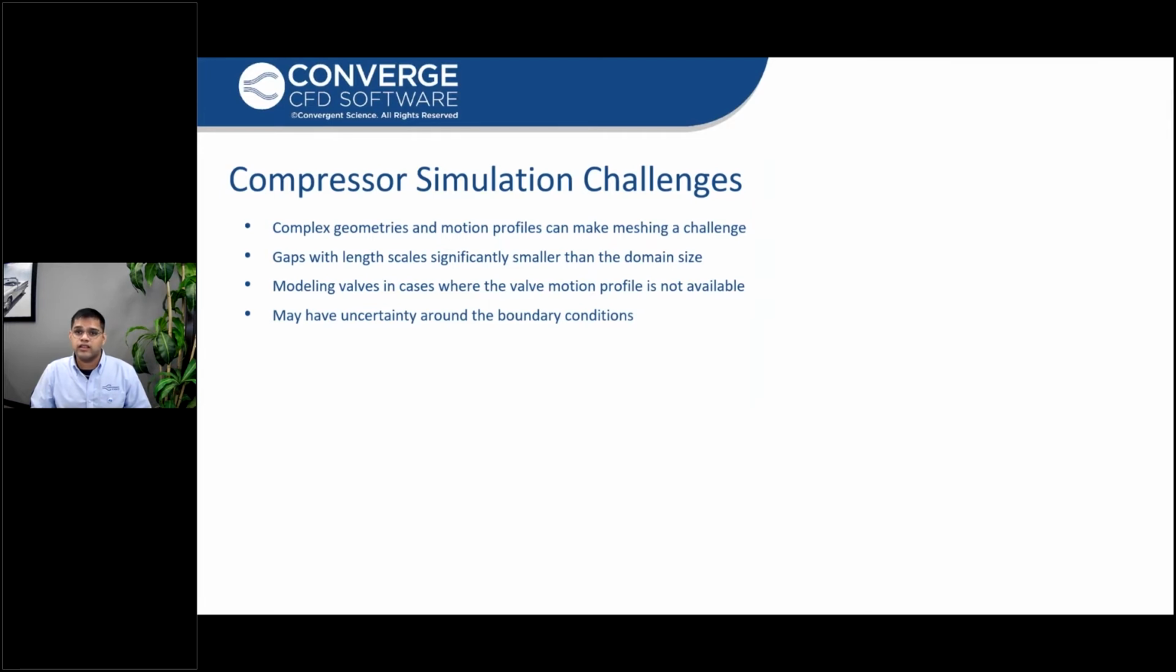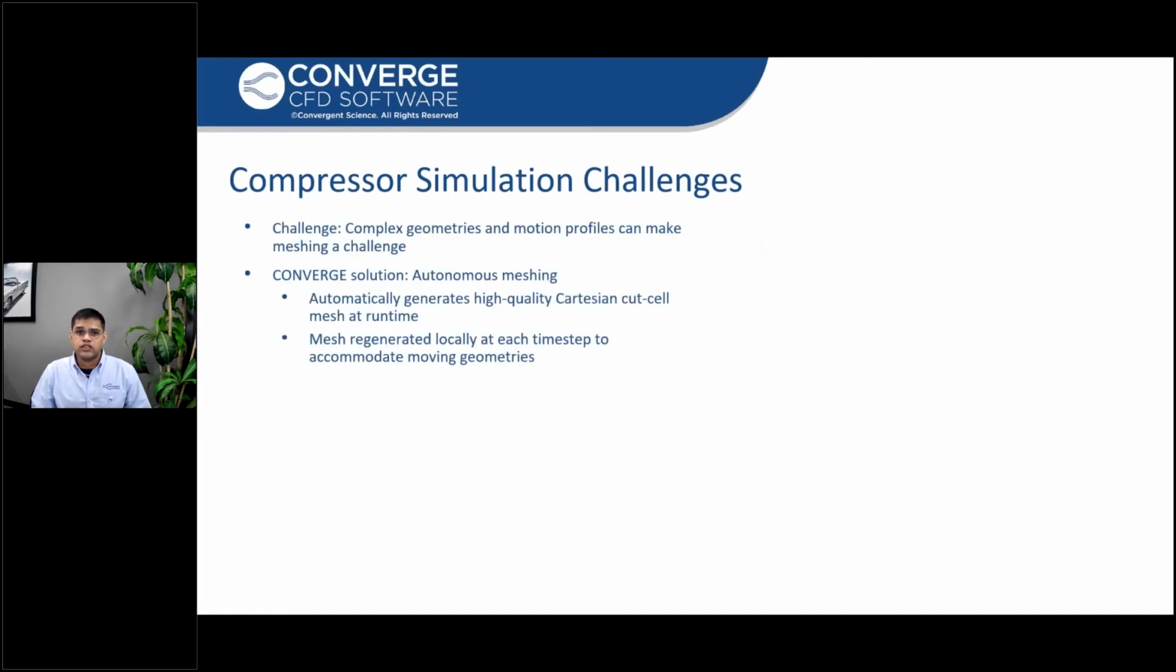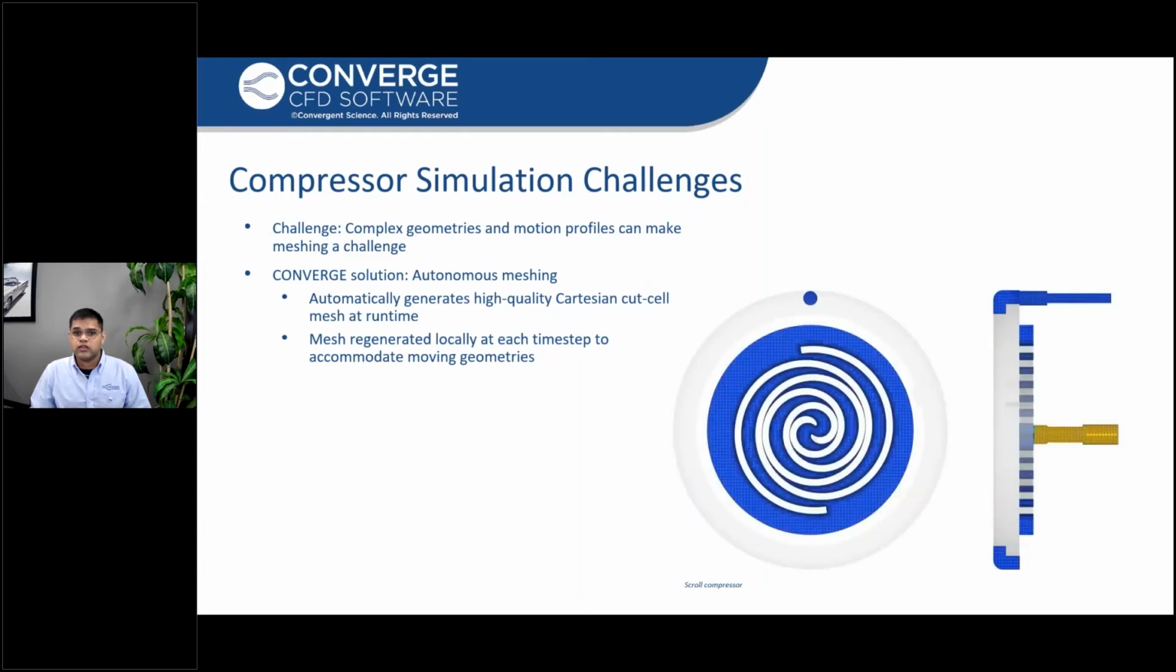These are the main challenges that are present during compressor simulations. So how does CONVERGE tackle these problems? For complex geometries and motion profiles, CONVERGE generates mesh automatically and generates high quality Cartesian cut cells at runtime. And then mesh is also generated at every time step so that it can accommodate the moving geometries.